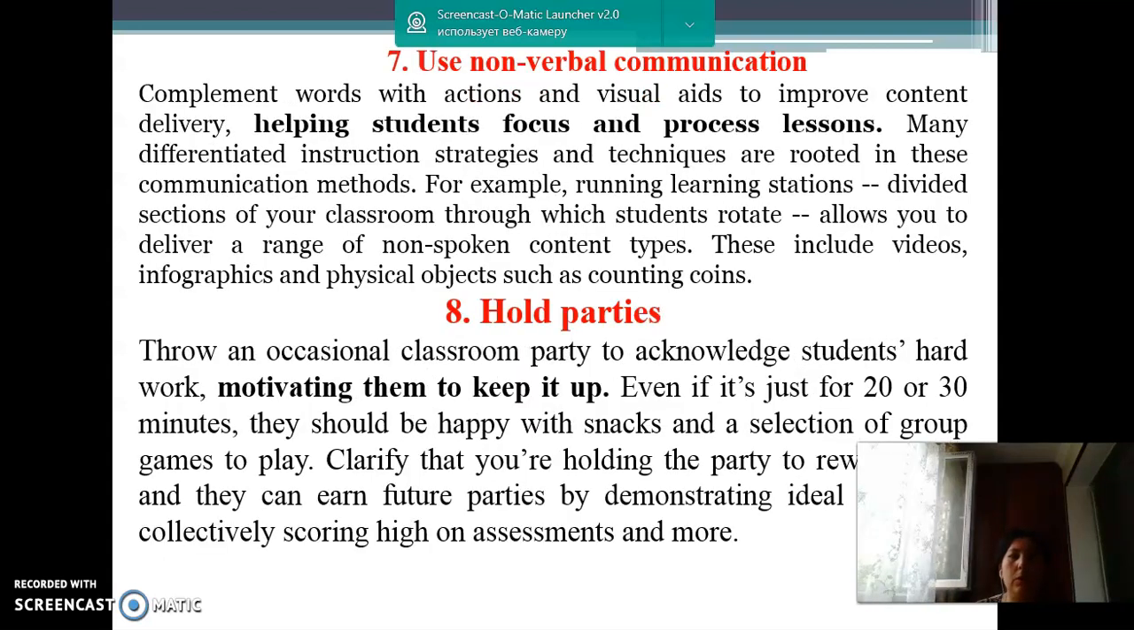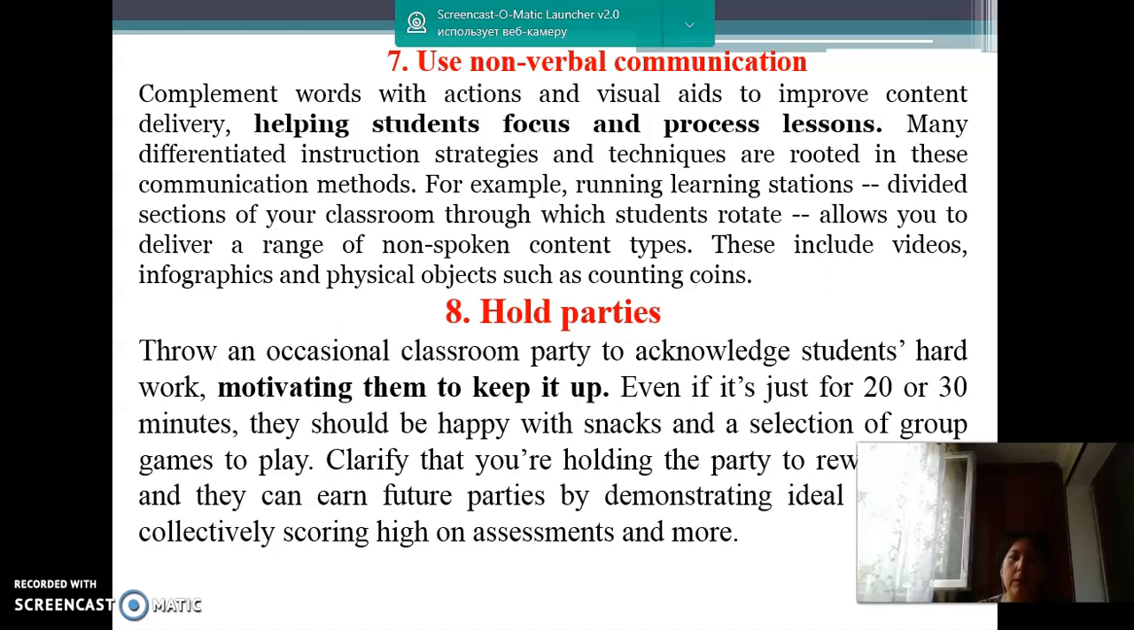The seventh strategy, use nonverbal communication. Complement words with actions and visual aids to improve content delivery, helping students focus and process lessons. Many differentiated instruction strategies and techniques are rooted in these communication methods. For example, running learning stations, divided sections of your classroom through which students rotate, allows you to deliver a range of non-spoken content types. These include videos, infographics, and physical objects such as counting coins.